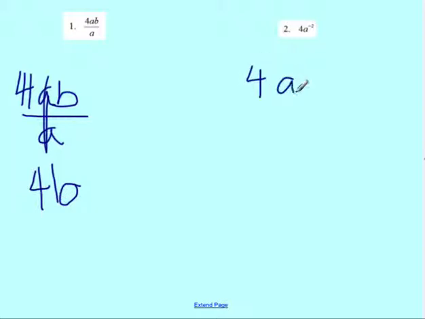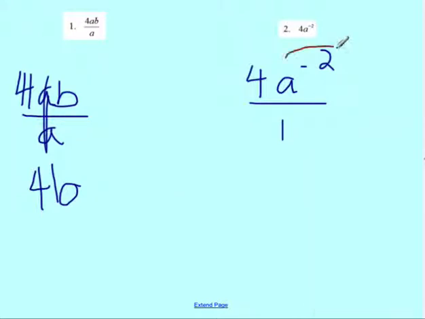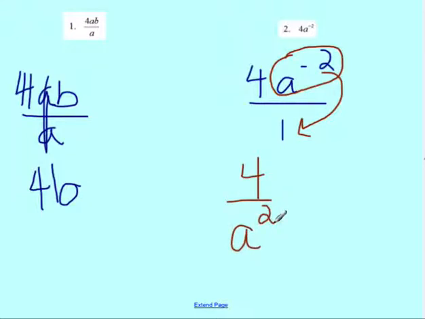Let's take a look at number 2. For number 2, we have 4a to the negative 2. Now you're probably thinking, hey, Miss Humbert, this doesn't have a bottom. Well, remember, if something's just written, that's the same as it being on top. So I'm creating a bottom so that I can flip things. Now I know a to the negative 2 is negative on top, so I want to flip that to my newly created bottom. So we have 4 on top, and we're flipping a to the negative 2 to the bottom so that now it's 4 over a squared. Negative exponents always go on the bottom.